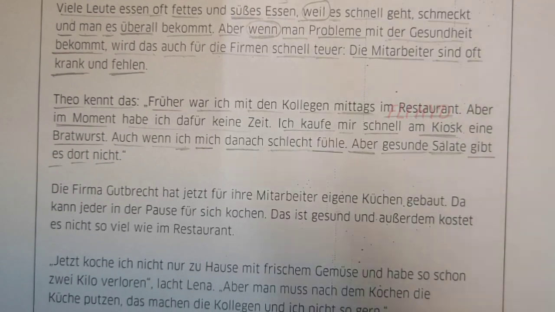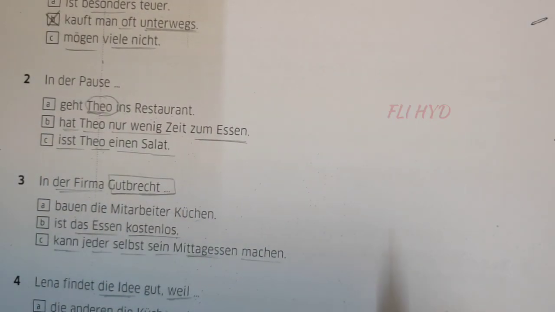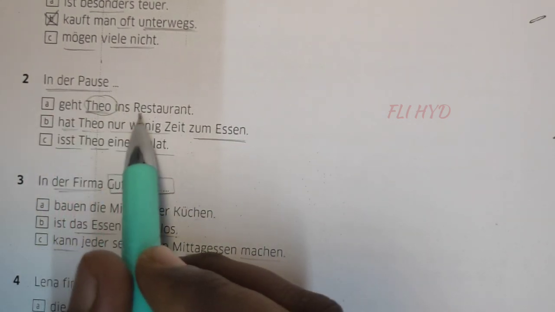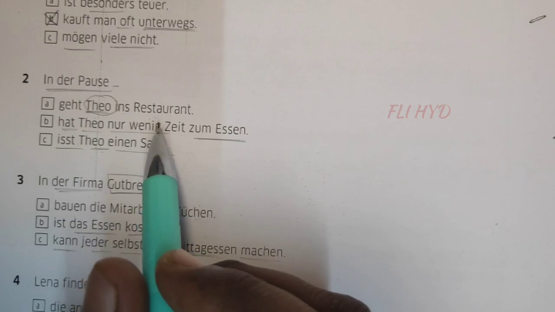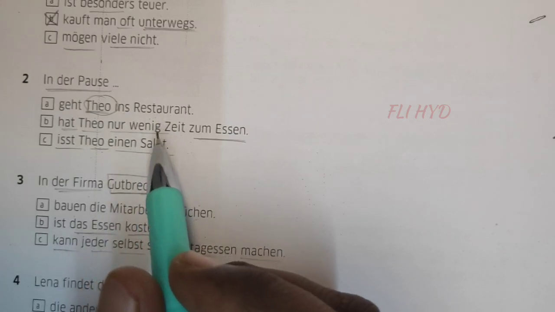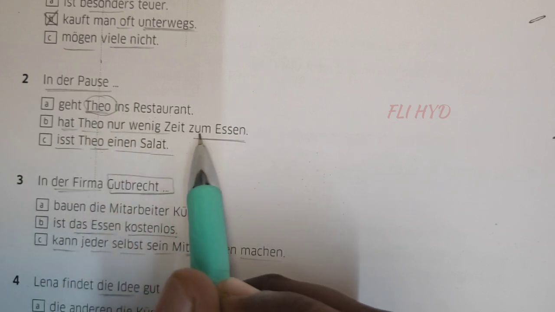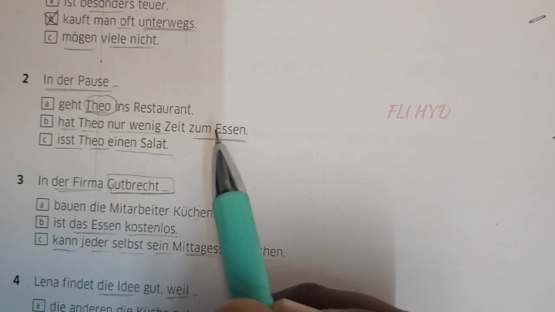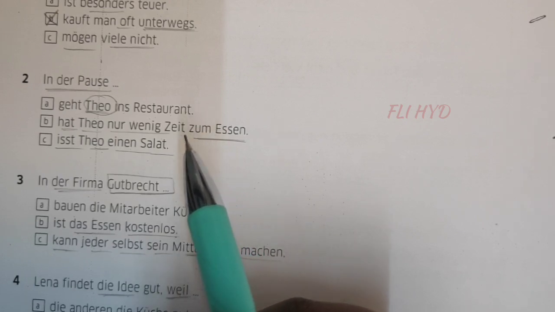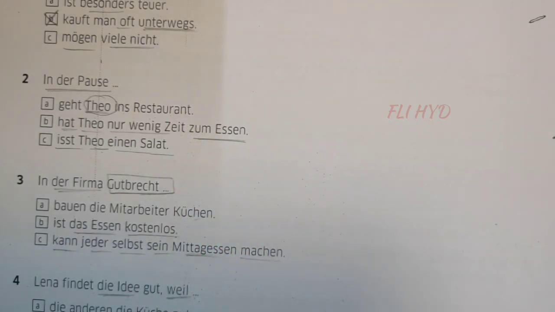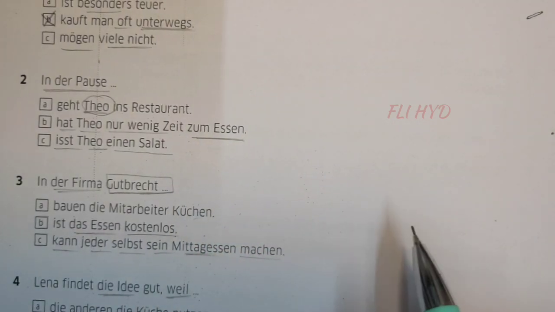Now let's try the second question. Now see the second one. In der Pause, in the break, geht Theo ins Restaurant. Theo goes into the restaurant. It was earlier. Earlier he used to go to the restaurant with his friends. Hat Theo nie Zeit zum Essen? So has Theo very little time to eat? Yes, he mentioned that. So nowadays he has no time to go to the restaurant with friends. He has no time for that.